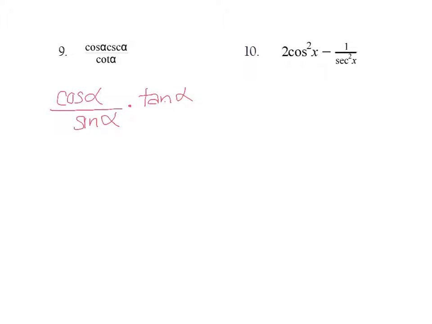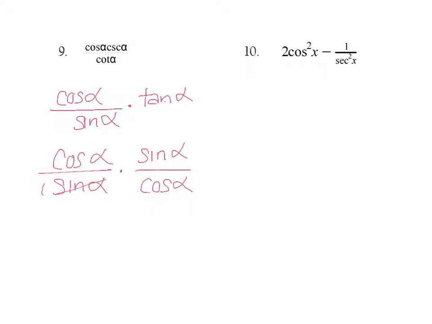I could put it even over 1 if I wanted to, but I want you to see where I'm headed with this. Cosine alpha over sine alpha times, and tangent I would write as sine alpha over cosine alpha. Do you see why I wanted that kind of separate so you could see? Oh, the sines are going to cancel, the cosines are going to cancel. You end up with 1 on that.